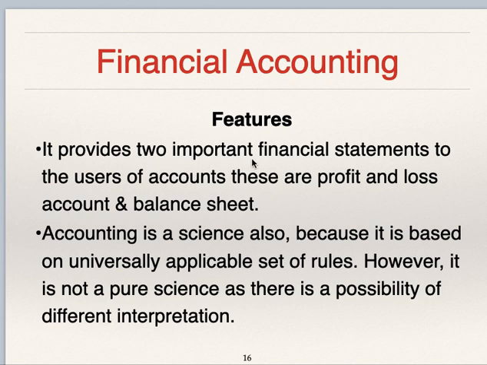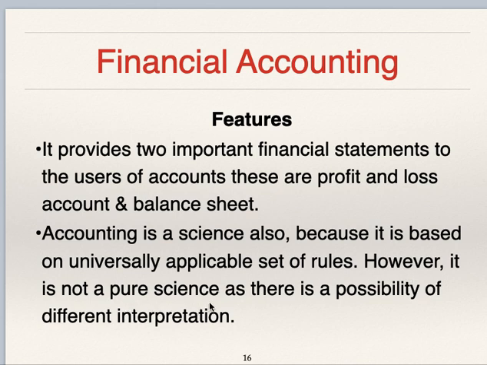Financial accounting provides two important financial statements to the users, and these financial statements are the profit and loss account and balance sheet. Financial accounting is science. Why? Because it is based on a universally applicable set of rules. There are various rules which are to be followed while preparing accounting. So it is science.